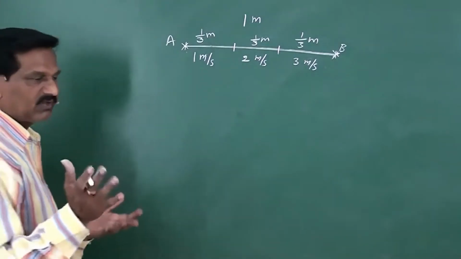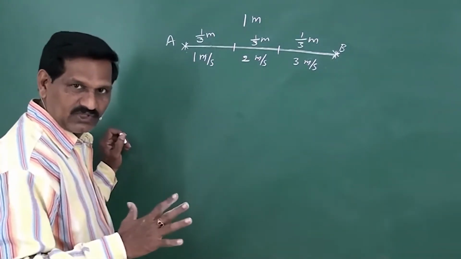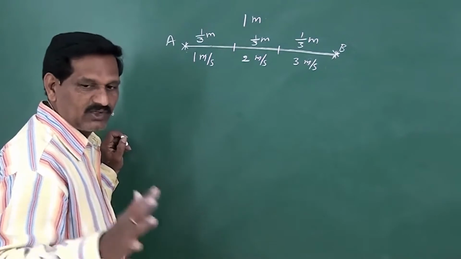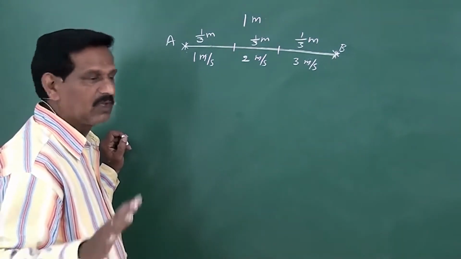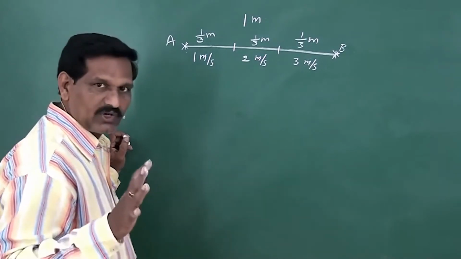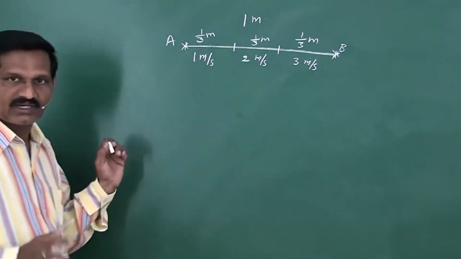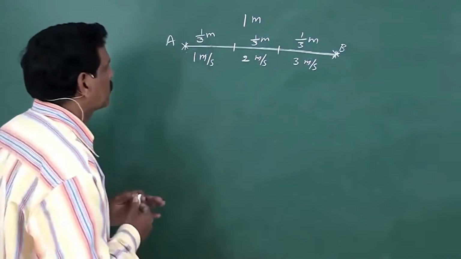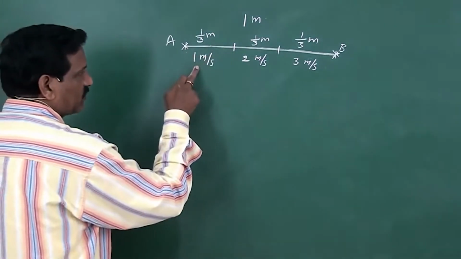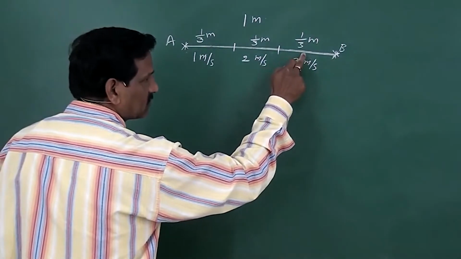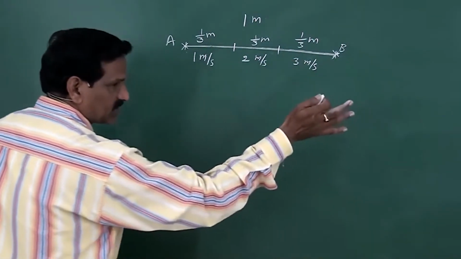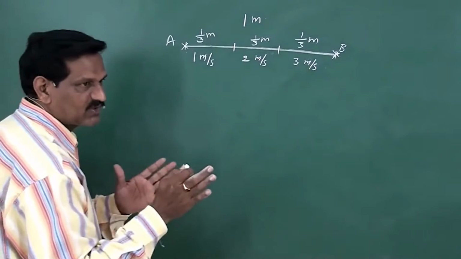Average speed comes into picture only when the journey is in non-uniform motion. When the body moves in non-uniform velocity or non-uniform speed, then average velocity or average speed comes into picture. So here first 1/3 with the speed of 1 meter per second, second 1/3 with the speed of 2 meter per second, third 1/3 distance with a speed of 3 meter per second. Hence we have to find the average speed.